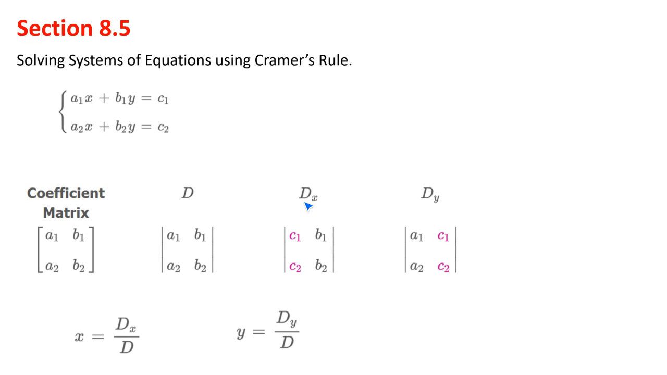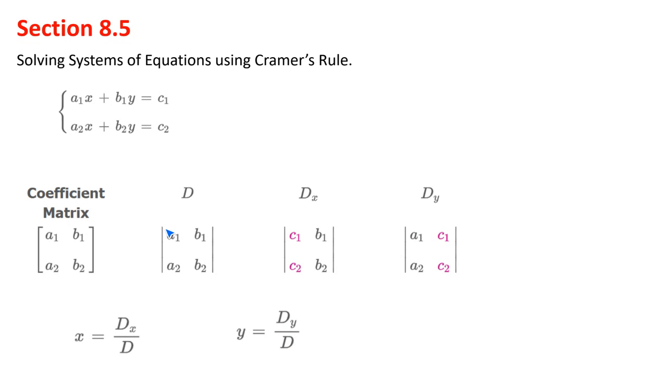And then we're going to create a Dx, the determinant of x here. And notice what happened here. My column for x, I removed it and replaced it with my constants. And then for Dy, we removed the y column and replaced it with the constants. And then we find the determinants. And then to solve for x, we just divide Dx divided by D, and Dy divided by D.